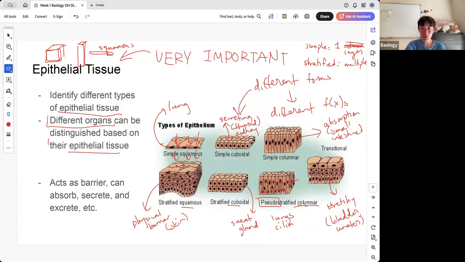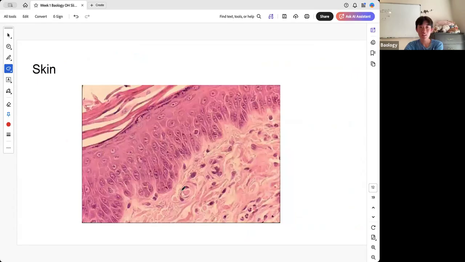Are blood vessels not squamous? I feel like blood vessels are squamous. Okay, moving on now. Skin.